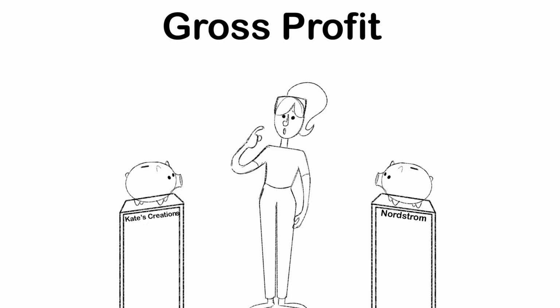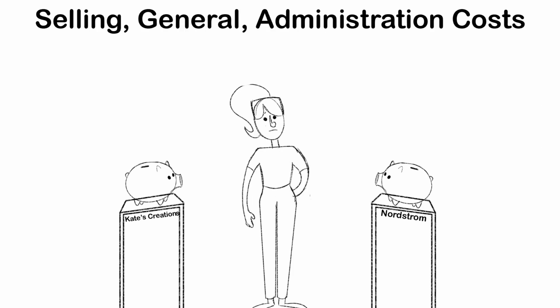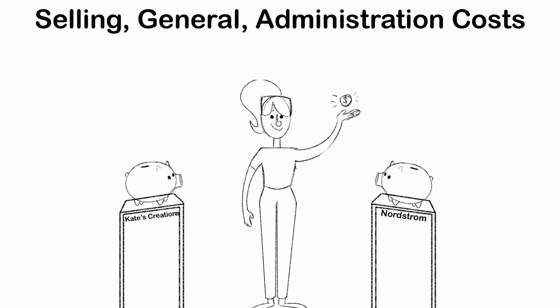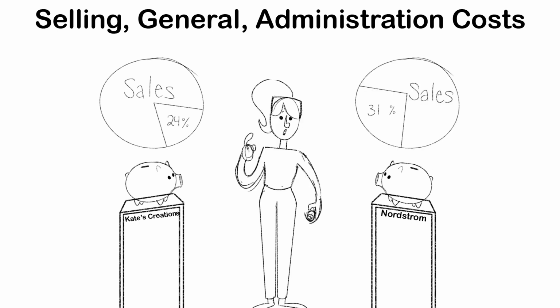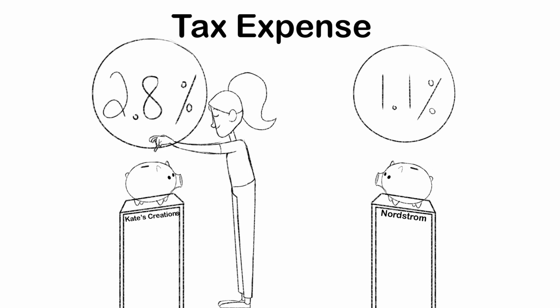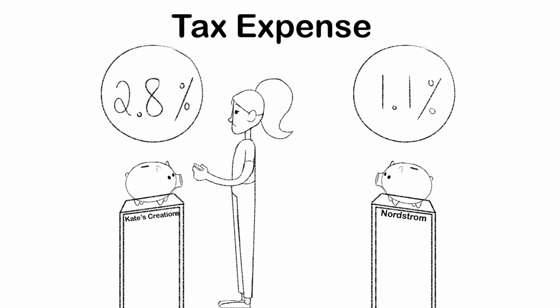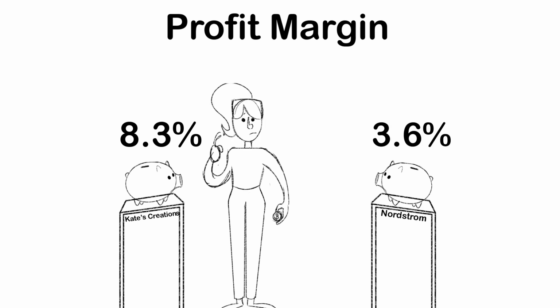Kate's Creations' gross profit margin of 37.1% exceeds Nordstrom's gross profit margin of 36%, and the selling, general, and administrative costs of Kate's Creations reflect only about 24% of sales, whereas these costs are nearly 31% of sales for Nordstrom's. Tax expense as a percentage of sales is larger for Kate's than for Nordstrom's, but Kate's profit margin of 8.3% is a lot higher than Nordstrom's 3.6%.